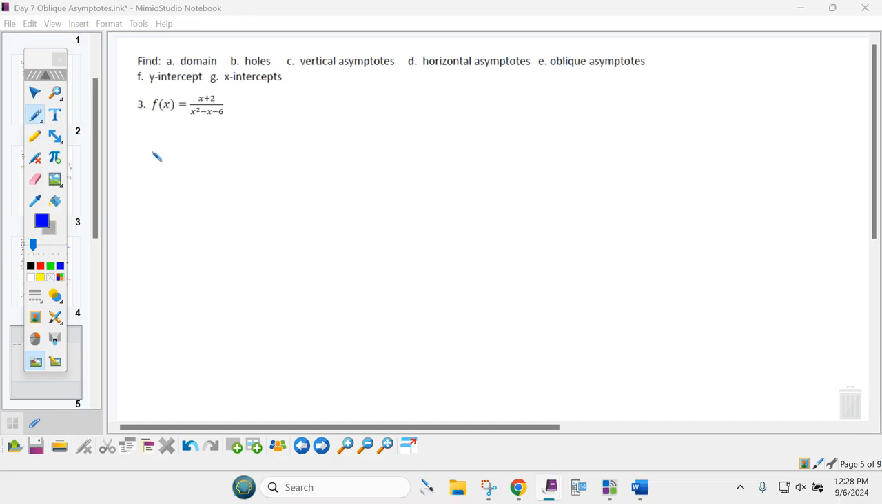All right. I'm going to start with A, domain. First, I'm going to actually factor that denominator because that's going to help me. What multiplies to -6 that adds to -1? I think I'm going to use 2 and 3. -3, +2. Oh, there's going to be a hole. Check that out. So my compressed function.